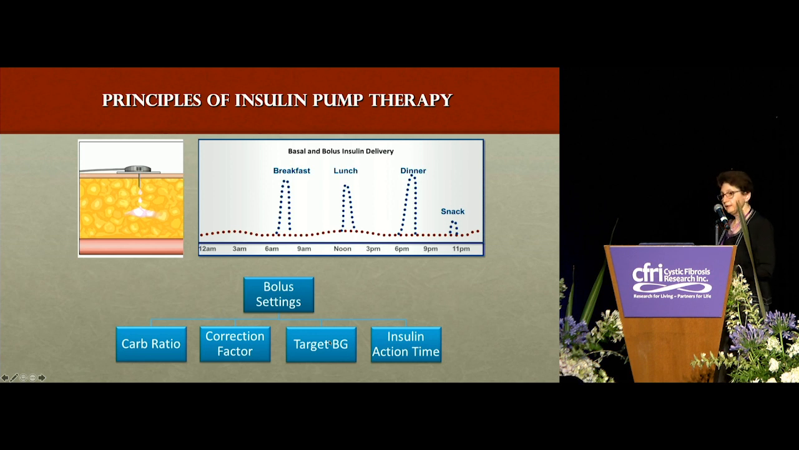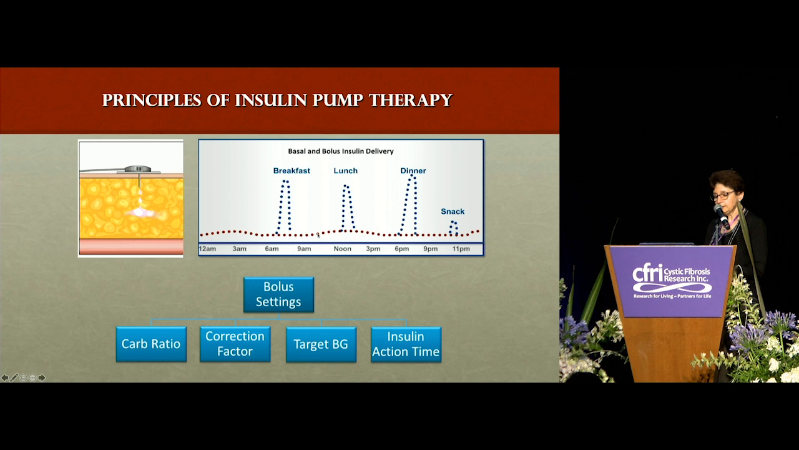So what is the pump and how does it work? A little catheter is inserted underneath the skin. It's a plastic catheter, or it could be a very short needle, and it delivers insulin to the subcutaneous tissue. Only one type of insulin is needed. There is no need for long-acting insulin anymore. The short-acting insulin is delivered 24/7 by microboluses every 3 to 5 minutes.